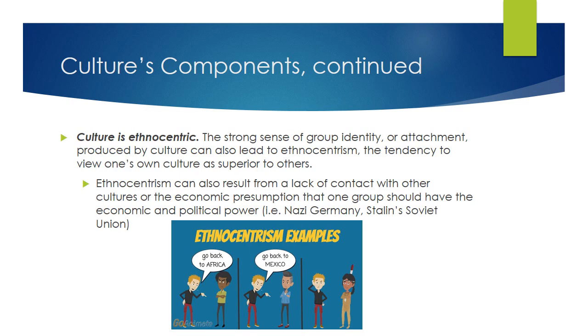Culture is ethnocentric. This strong sense of group identity or attachment produced by culture can also lead to ethnocentrism, which is the tendency to view one's own culture as superior to others. Ethnocentrism can also come from a lack of contact with other cultures or the economic presumption that one group should have the economic and political power, which is what happened in Nazi Germany and when Stalin took over the Soviet Union and starved 50 million people.